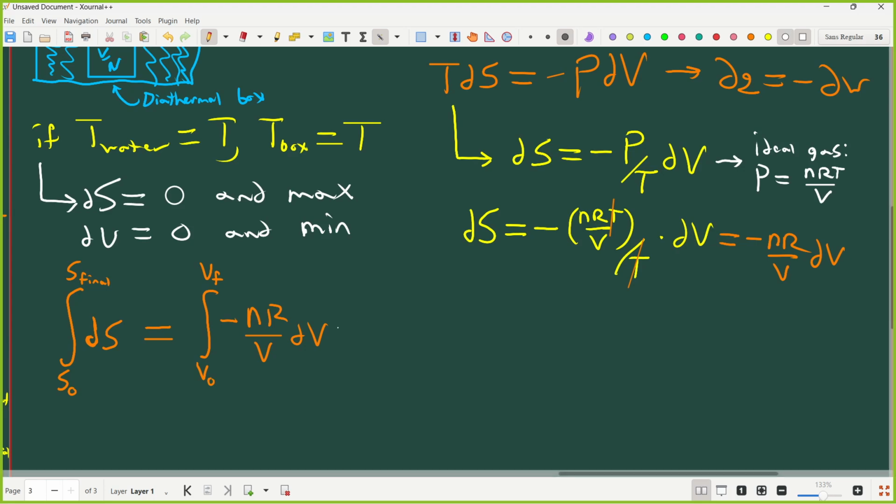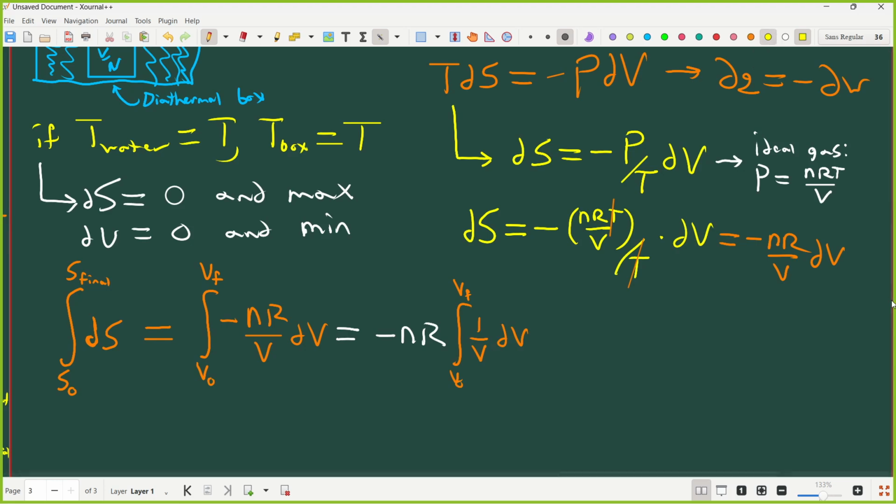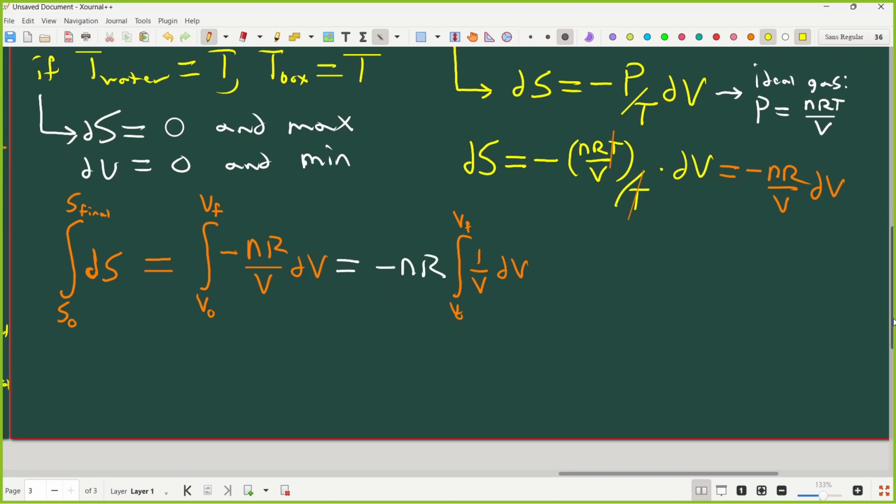So let's clean this up a little bit. The n and the R are not integrable, they're just numbers, so we can factor them out. And we're left with a very simple integral over V, integrating 1 over V dV. Okay? So let's do the left-hand side. What's the integral of, say, dx? Take the integral of just the differential, what do you get? X. So the final answer is x evaluated at the final entropy minus x evaluated at the initial entropy, which is just delta S. So this is S final minus S0, which is equal to delta S.